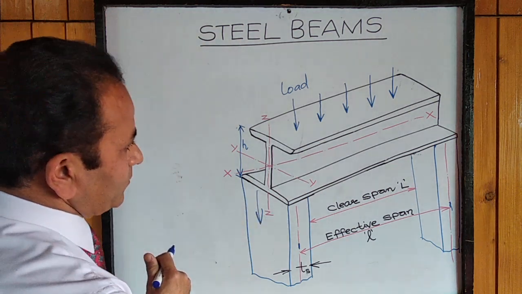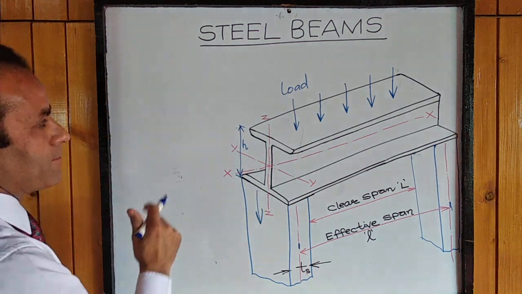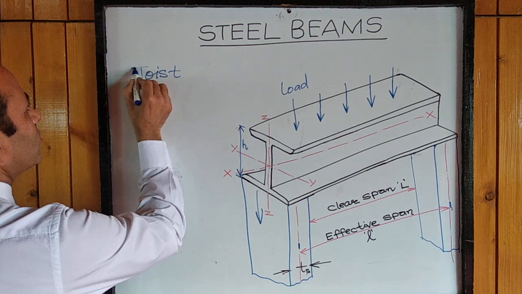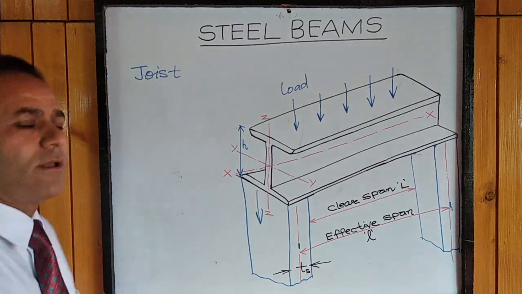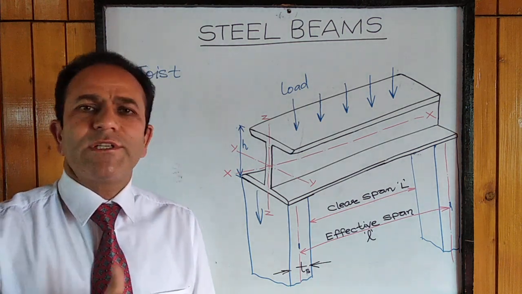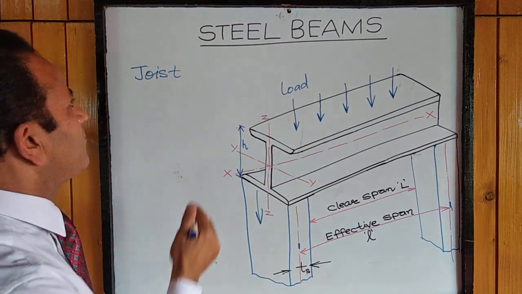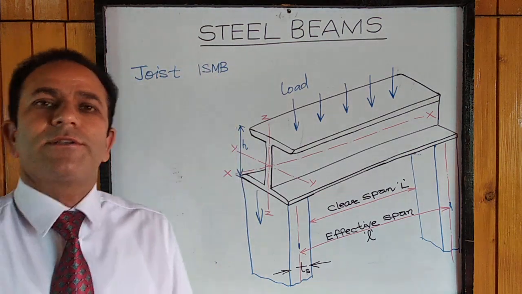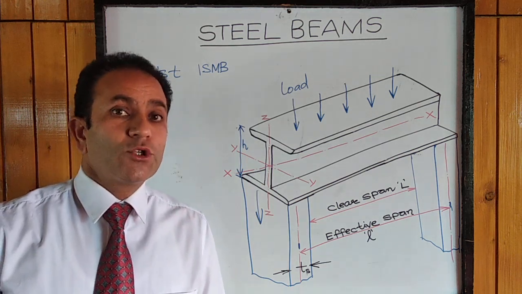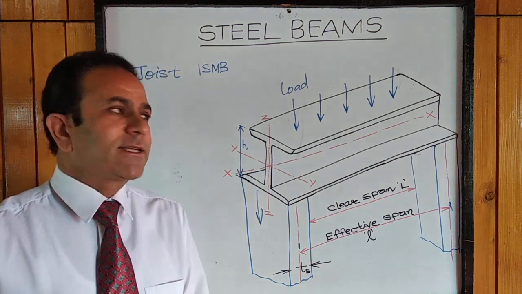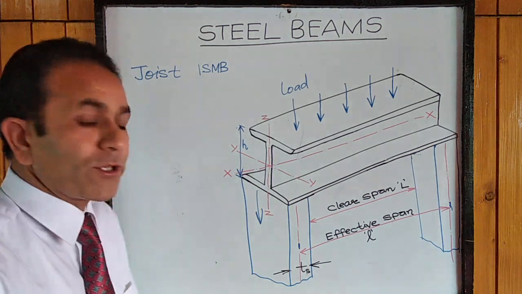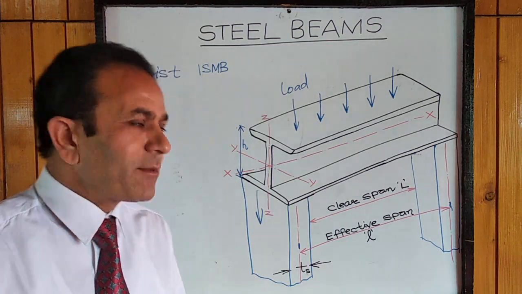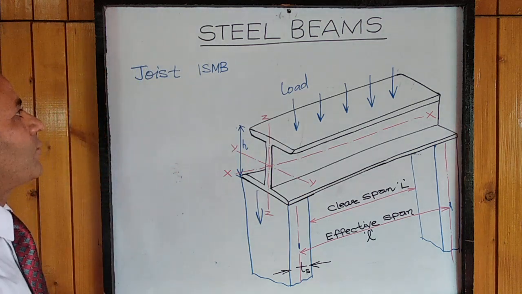Now, this beam may simply be a joist, also known as a rolled steel joist, which is a light sort of a beam where we may use ISMBs for this particular section to be used as a joist. This joist is otherwise a lighter section which does not support the load from other beams. It does not act as a primary beam, so it is a secondary beam sort of a thing.